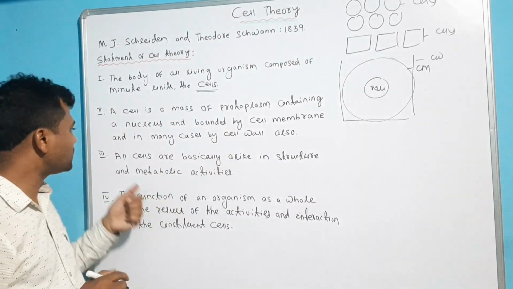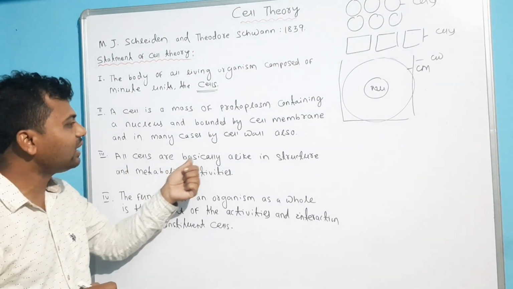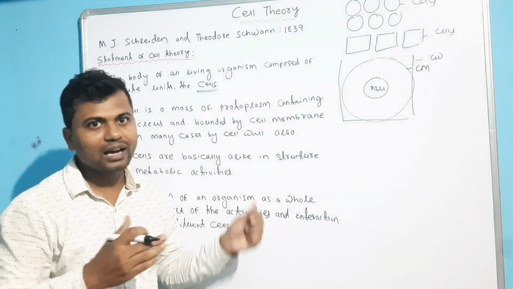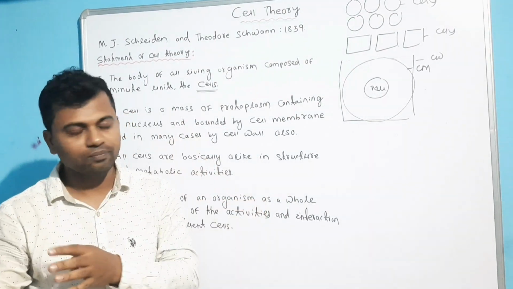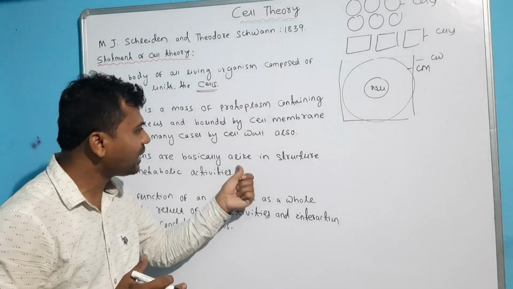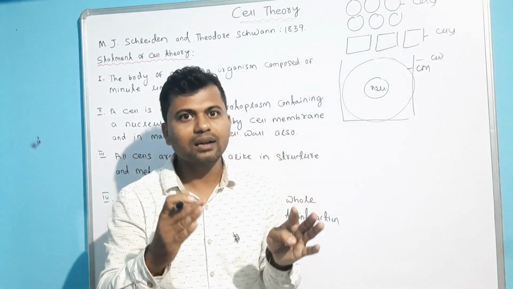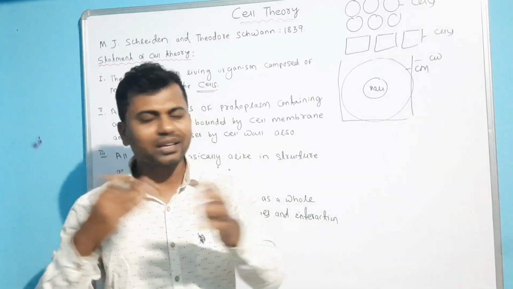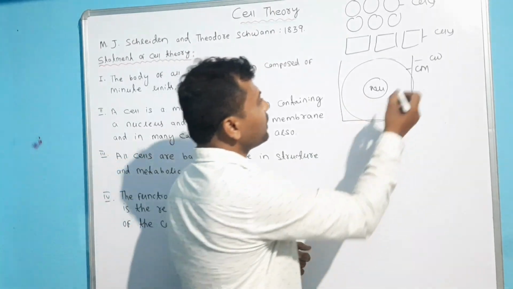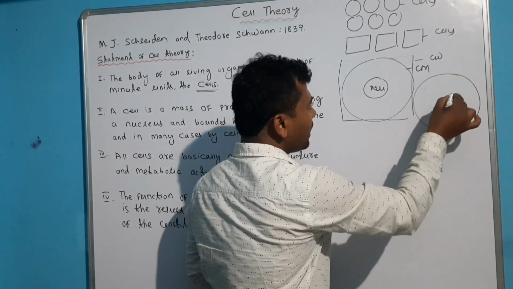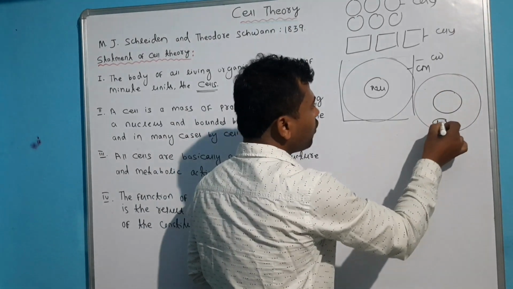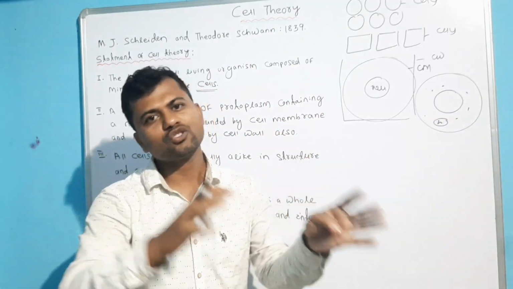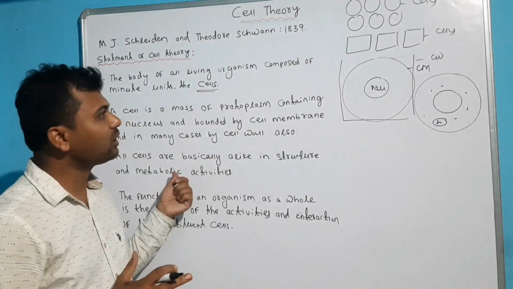Next, come to statement number 3. Statement number 3 is: all cells are basically alike or similar in structure and metabolic activities. Now come to the explanation. All cells being basically alike in structure means all cells are basically alike in physical organization. For example, we say a cell has a cell membrane, a cell has a nucleus, a cell has organelles, so generally the cells are basically alike in structure and metabolic activities.